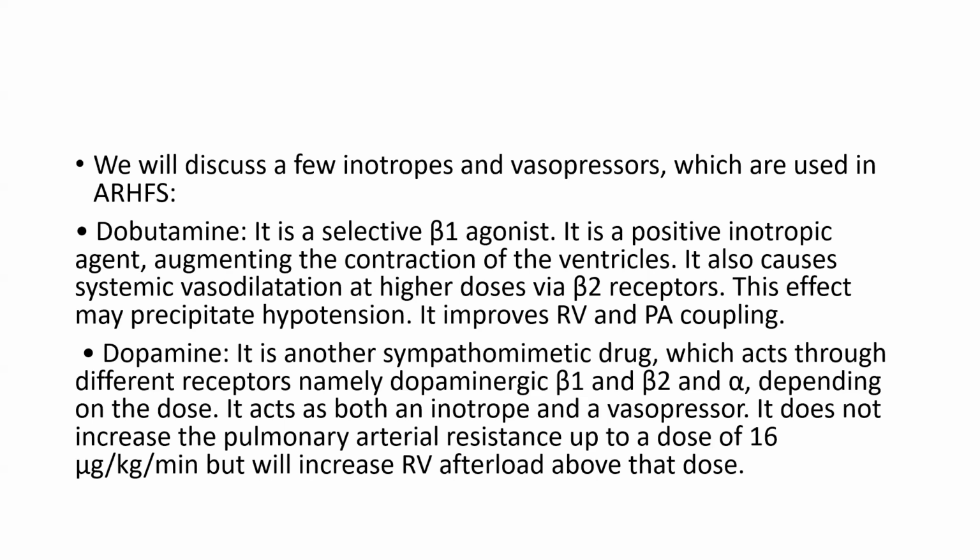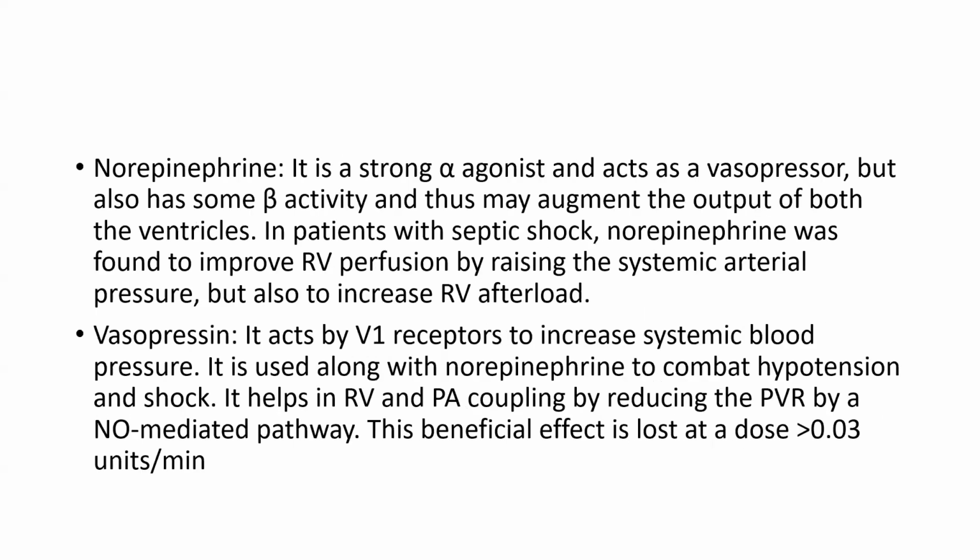Then dopamine. It is another sympathomimetic drug which acts through different receptors, namely dopaminergic, B1 and B2, and alpha, depending on the dose. It acts as both an inotrope and a vasopressor, and it does not increase pulmonary arterial resistance up to a dose of 16 microgram per kg per minute, but will increase RV afterload above that dose. Norepinephrine is a strong alpha agonist and acts as a vasopressor, but also has some beta activity and thus may augment the output of both ventricles.